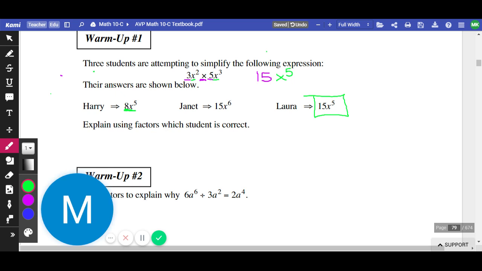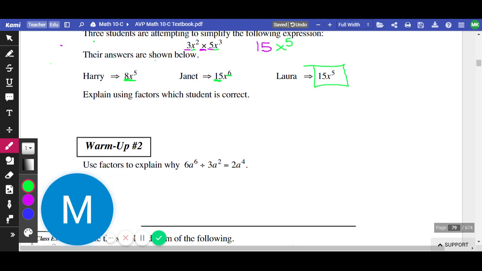What Jeanette did was actually the opposite. Jeanette multiplied together the coefficients, did that properly to get 15, but then multiplied the exponents together to get 6 instead of 5. So when we say numbers with numbers, letters with letters, we remember coefficients multiply together. Exponents actually add together. We're multiplying the x's together. A little tricky. It's just a couple of common mistakes people make. Fantastic. All right.